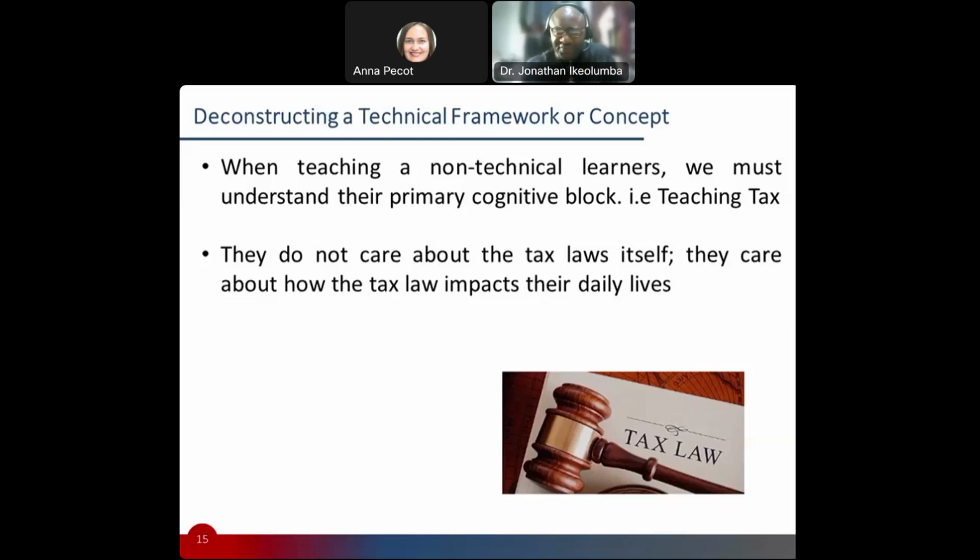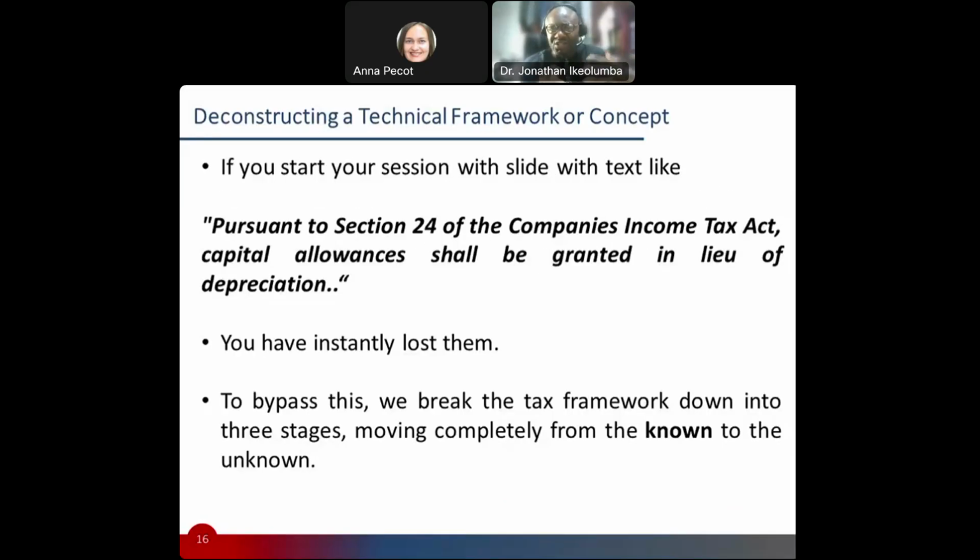If I was to put it in a very simple form, what they want to know when I'm doing my trainings around tax, or what the tax law says, is: so what do I have to pay, or am I going to pay less? Am I going to pay more? That's really what they want to know. And I think it's the same thing whenever we're delivering a training that is quite technical, right? So I'm going to use this as an example.